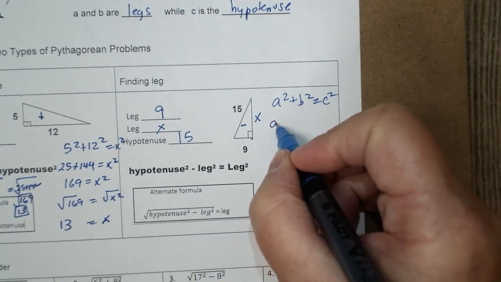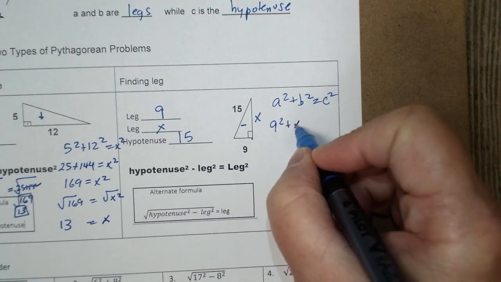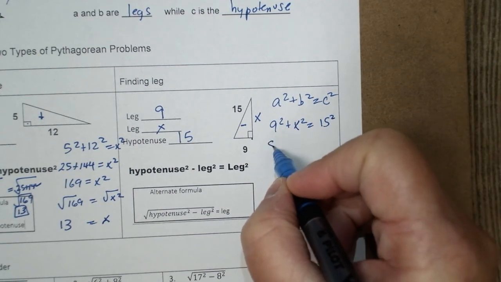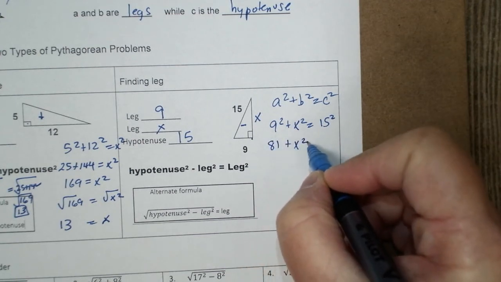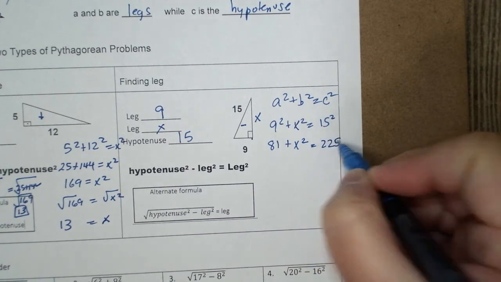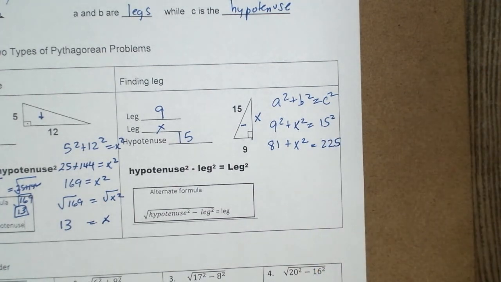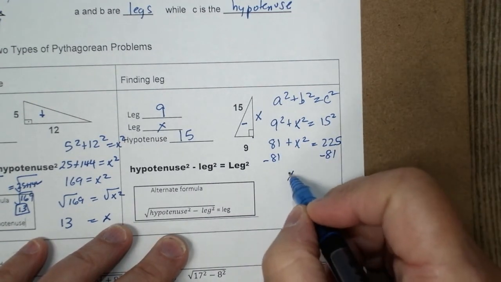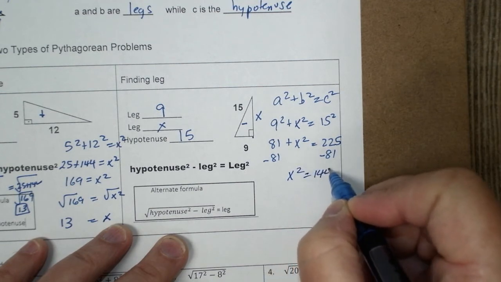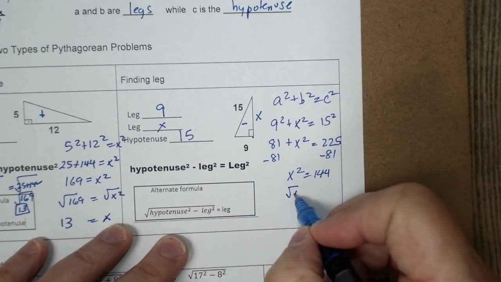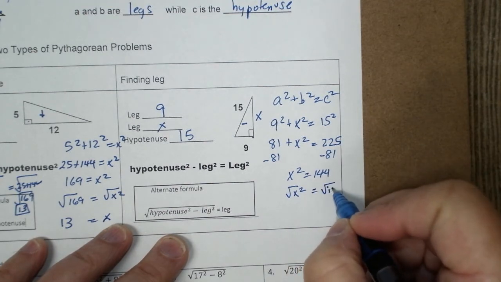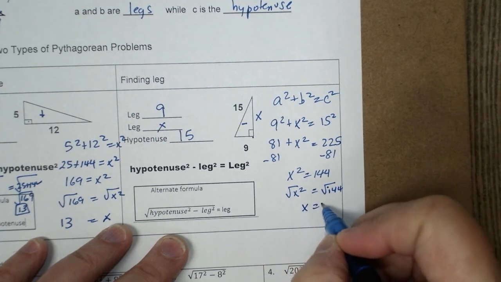So here I do 9 squared plus x squared equals 15 squared. I have 81 plus x squared equals 225. This is why it's so important for you to memorize your perfect squares. Subtract 81 from each side. I get x squared equals 144. I take the square root of both sides. That's how I get an x squared to an x. And then I get x equals 12.